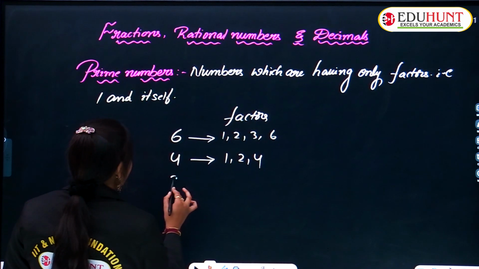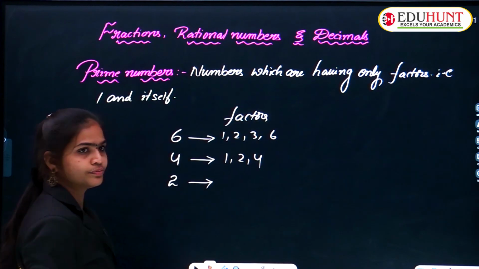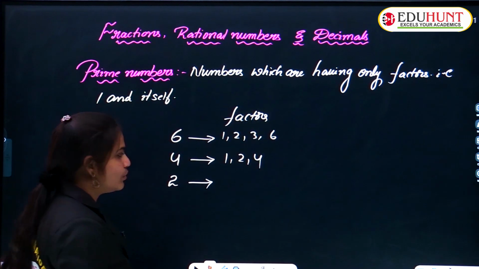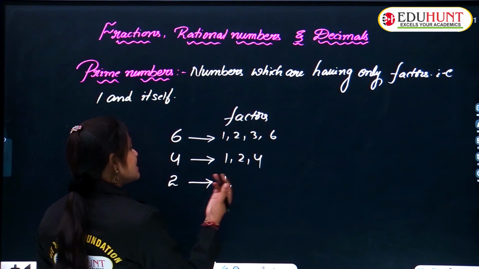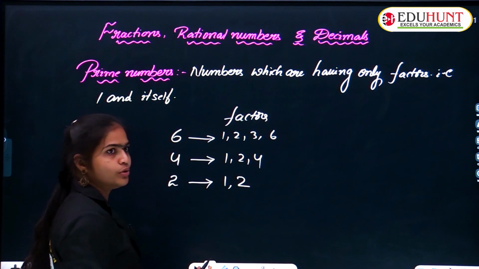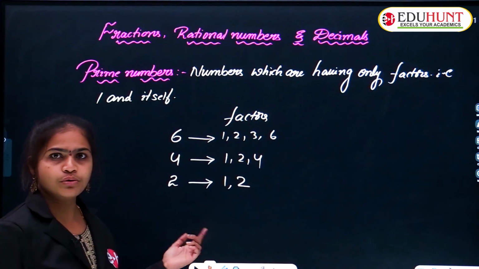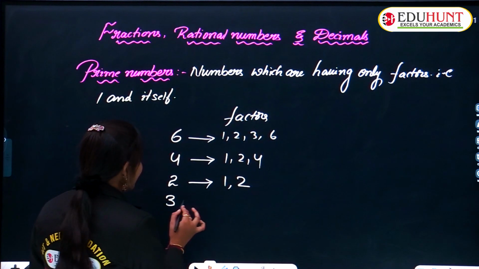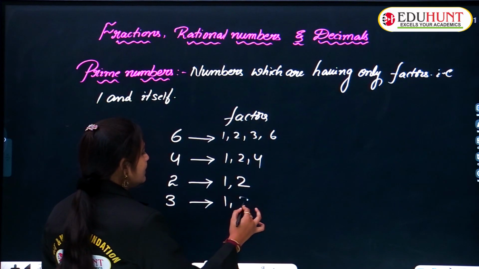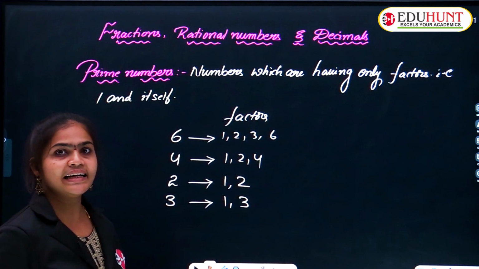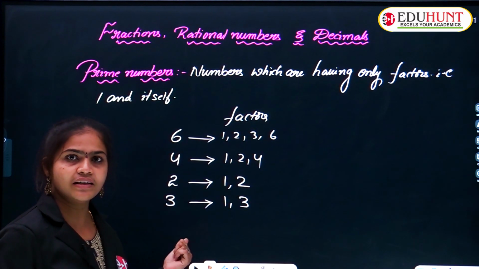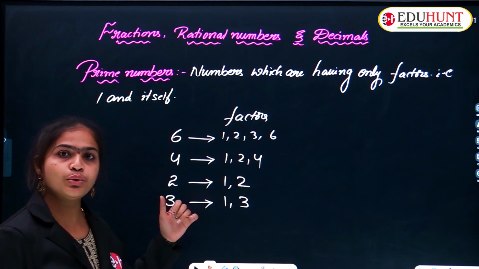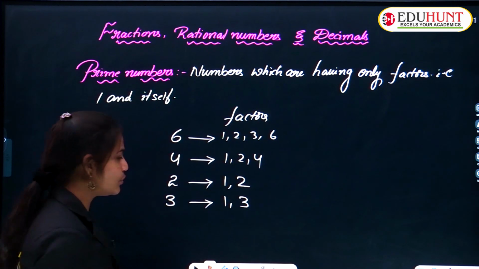Now say, how many factors are there for 2? 2 is having how many factors? 1 is a factor of every number, we know that. Then what is the other factor? That is 2 only. 1 divides 2 and in the same way 2 divides 2. Now what are the factors of 3? 1, 3. Except 1 and 3, is there any other number? Not there. 3 is divisible by only 2 numbers, 1 and 3. 2 is divisible by only 2 numbers, 1 and 2.